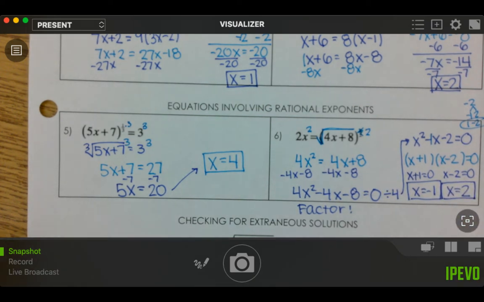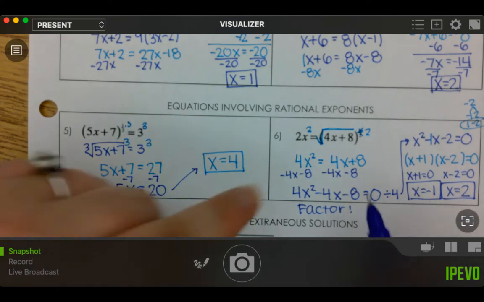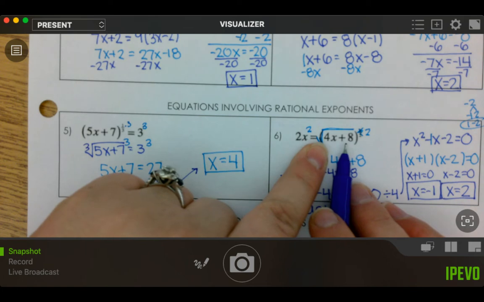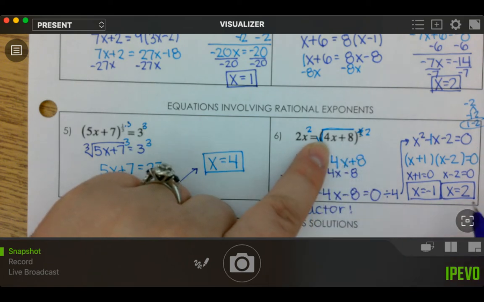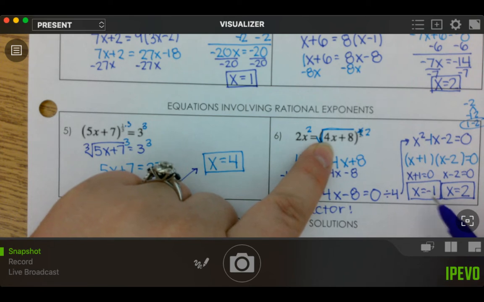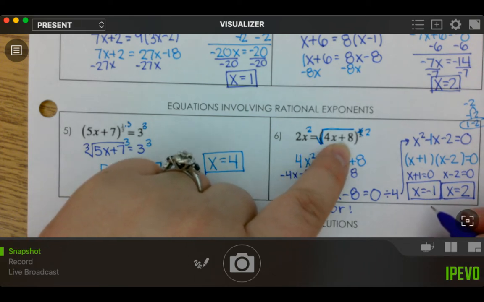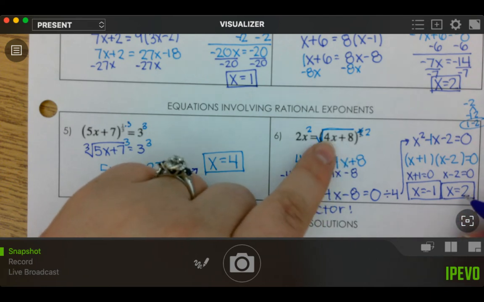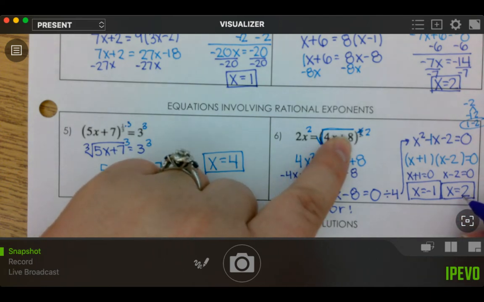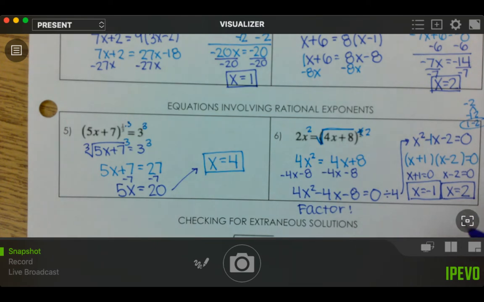And then what you need to do is take these two numbers and make sure that whatever was underneath the square root was positive. So 4 times negative 1 is negative 4 plus 8. That's going to be a positive number, so we're fine. 4 times 2 is 8 plus 8 is 16. We're good to go there too.